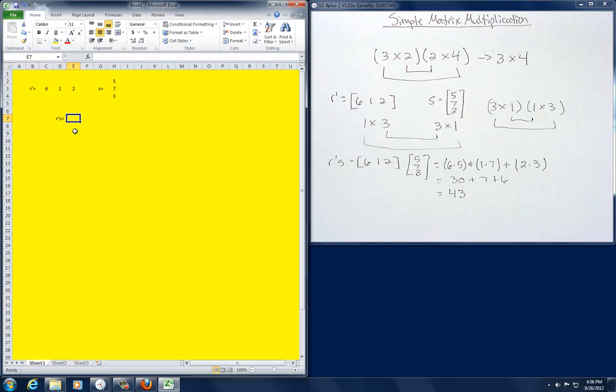In the function key for it, hit equals and then hit M for matrix and multiply. Then parentheses, and you're going to highlight the first one, which is transpose of R, comma, the second one. And 43. And that's how you do simple matrix multiplication using just vectors. Next time we're going to demonstrate larger matrices.